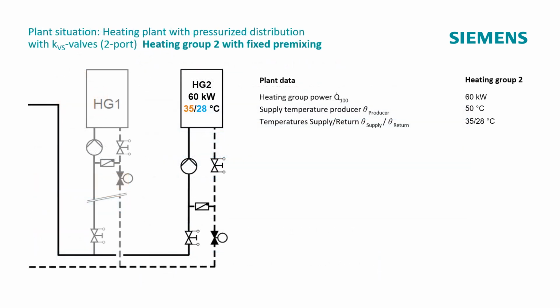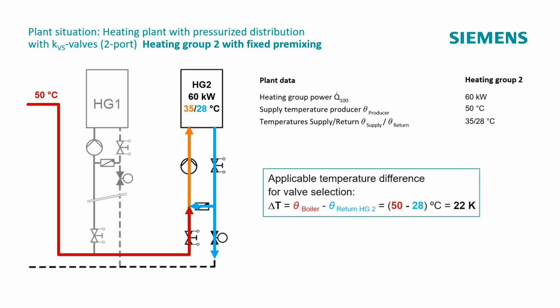For heating group 2 the approach is similar to heating group 1. Special consideration must be taken with the fixed premixing. The heating consumer requires a supply temperature of 35 degrees. The boiler provides a supply temperature of 50 degrees. And the return temperature from the consumer is 28 degrees. Therefore the applicable temperature difference for the control valve is 22 Kelvin.